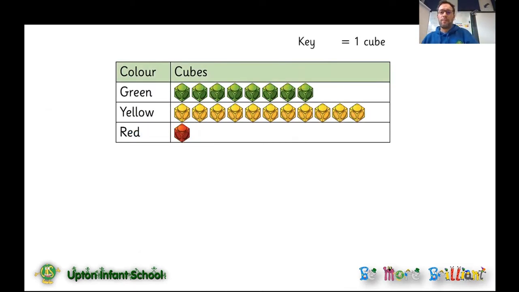Now let's remember back to our work on pictograms. We've got a pictogram here of some cubes, and we've got some green, yellow and red cubes. And the key says that 1 cube is worth 1 cube.